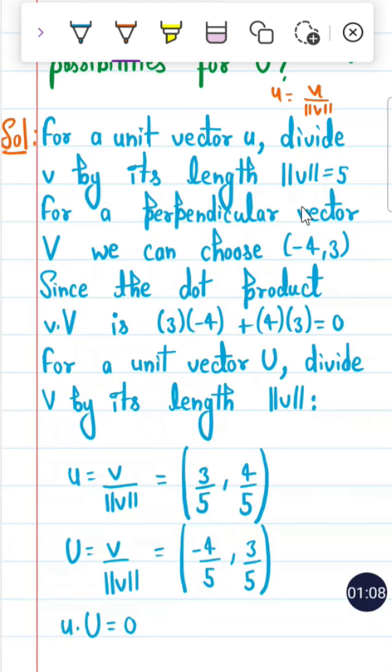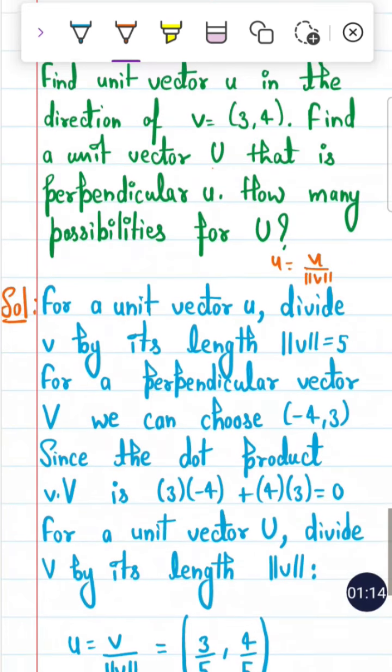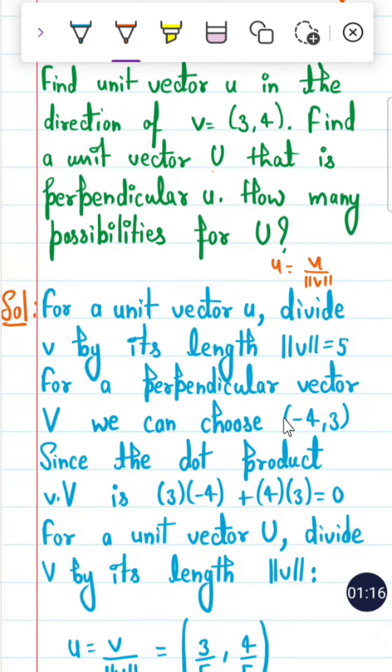So for a perpendicular vector V, capital V, we can choose (-4, 3). That means we can choose (-4, 3). It is a perpendicular vector to (3, 4). When we take (3, 4) it is v, and the perpendicular vector is (-4, 3). This is the perpendicular vector, right?